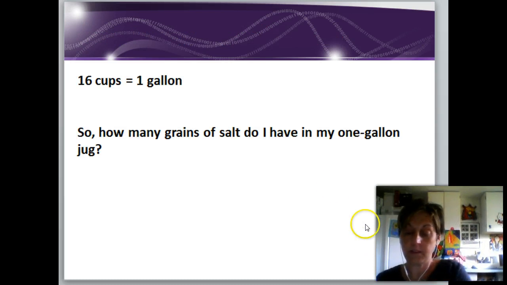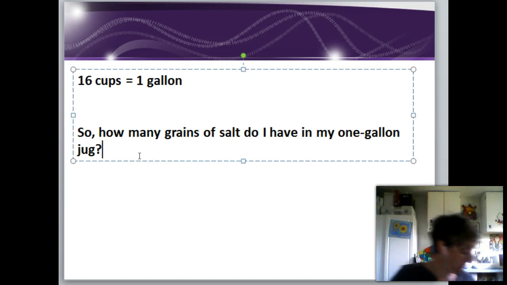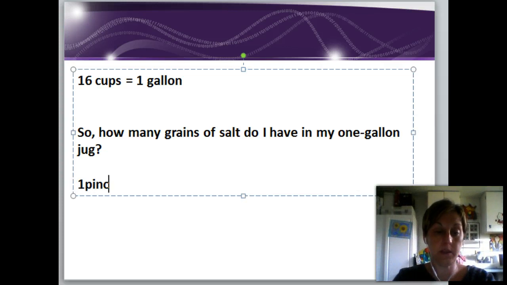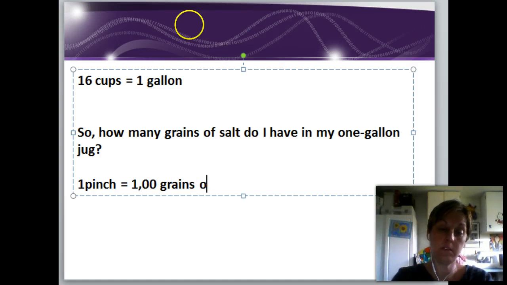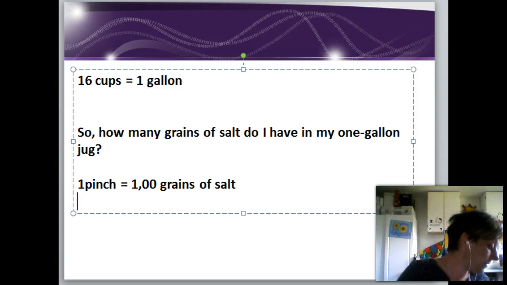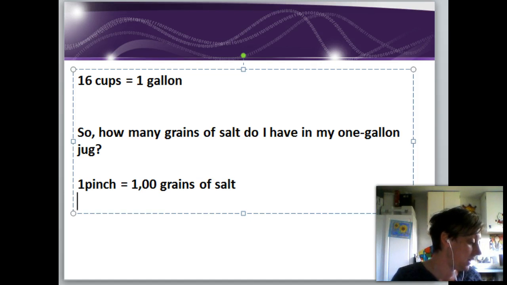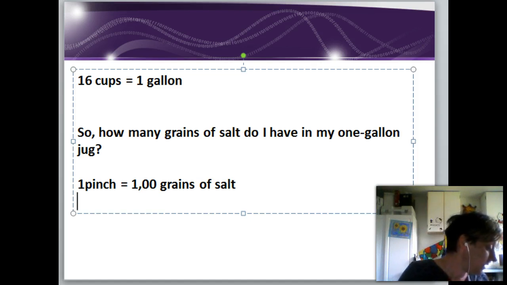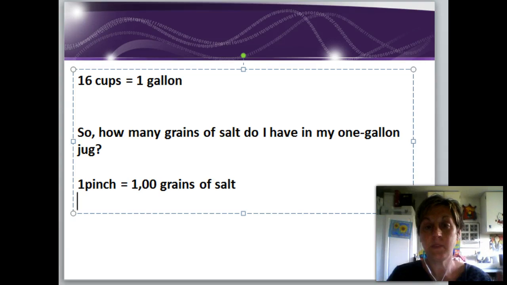So if we did this, okay, move my container here. So if I figured out that in one pinch there were 1,000 grains of salt, I could then probably work my way up, right? So if I were to say that there are about 1,000 grains of salt in that pinch, okay, then I could probably figure out how many of those pinches I could probably put into a cup.